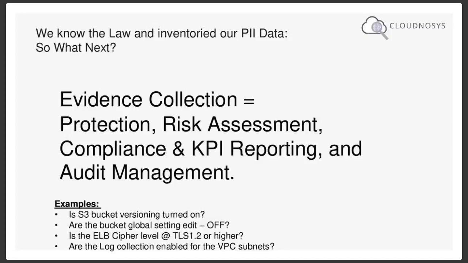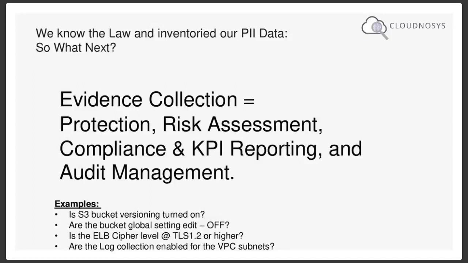Is log correlation enabled for VPC subnets? So it's not just log collection for VPCs, most people get that right, but also for the subnets. And again, that's a controlled test that you need to run, and it'll come back with a response in the CLI, and it'll tell you that yes, VPC log files are turned on for these subnets. So all of that becomes your evidence collection, and you can show it to your auditor.